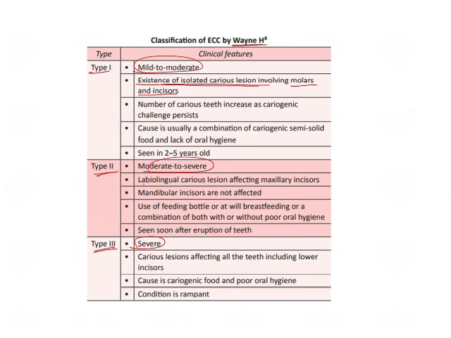In moderate to severe, we see labiolingual caries which affects maxillary incisors. However, the mandibular incisors are not affected. Now, this is an important point to remember which helps to differentiate between moderate and severe. In severe ECC, all the teeth are affected including the lower incisors. So this is an important point.